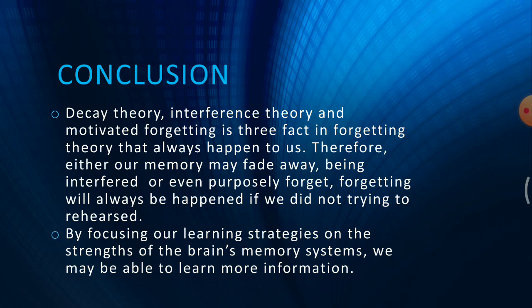Conclusion. Decay theory, interference theory, and motivated forgetting are three factors in forgetting theory that always happen to us. Therefore, either our memory may fade away, be interfered with, or even be purposely forgotten. Forgetting will always happen if we do not try to rehearse. By focusing our learning strategies on the strength of the brain's memory system, we may be able to learn more information.